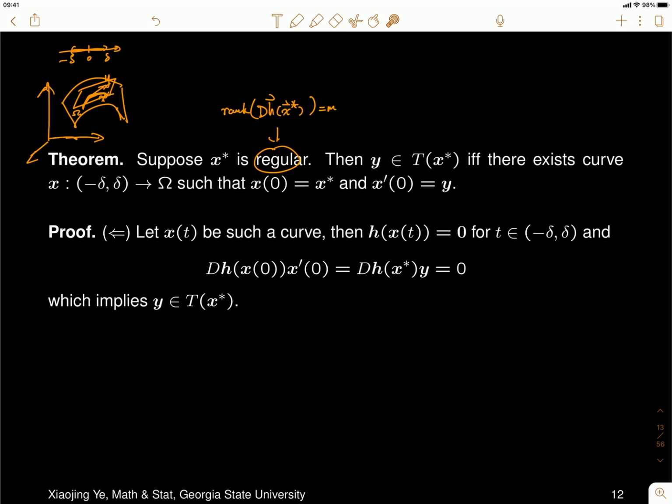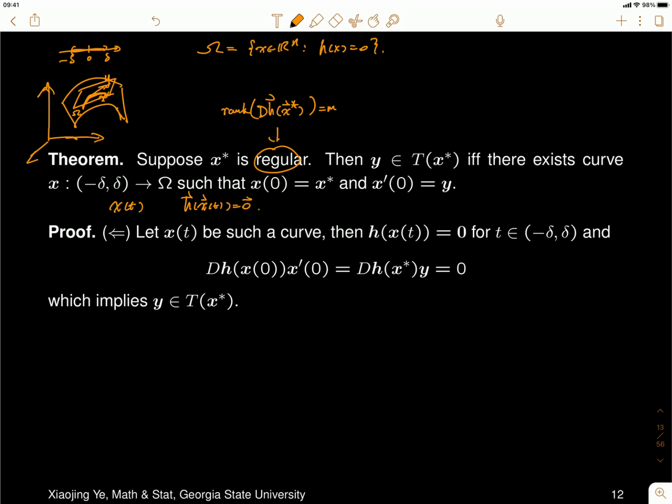Suppose that this part is true. Suppose there exists a curve x such that these are true. Then in this case, because x is a mapping from this interval to omega, for every t between negative delta and delta, x of t will be a point on omega, and omega is specified by the set of points where h of x is equal to 0. So that means if I have this curve x of t, then h of x of t should be equal to 0. Okay, all these are vectors.